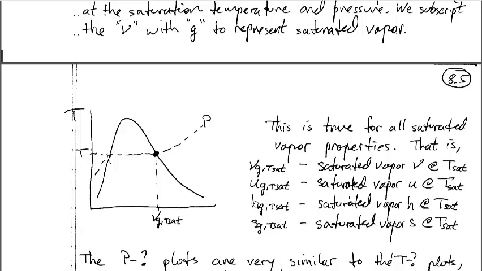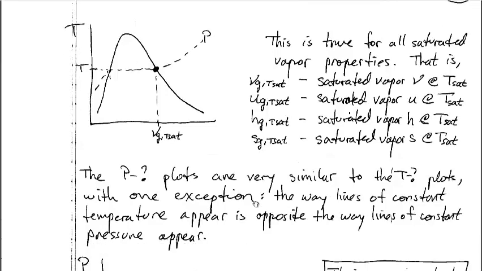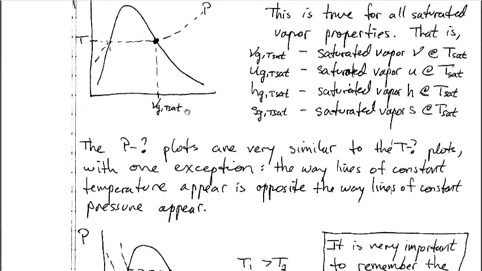Okay, so that's a lot of the information that we need to know about the temperature-specific volume diagrams. We also, I should say the temperature-question-mark, because remember, it doesn't really matter what's on the x-axis here, if we have V or U or H or S, okay? And the same is also true for the pressure-question-mark plots or phase diagrams. And the pressure-question-mark phase diagrams are very similar to the temperature-question-mark phase diagrams with one exception. And that one exception is the way that the lines of constant temperature appear.